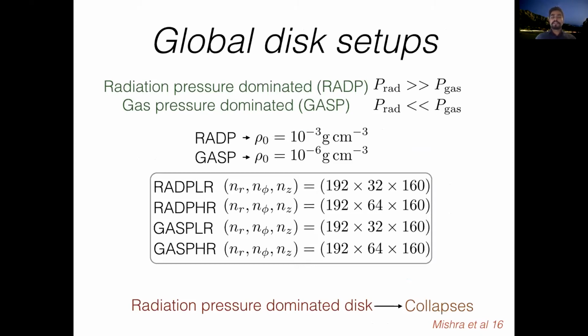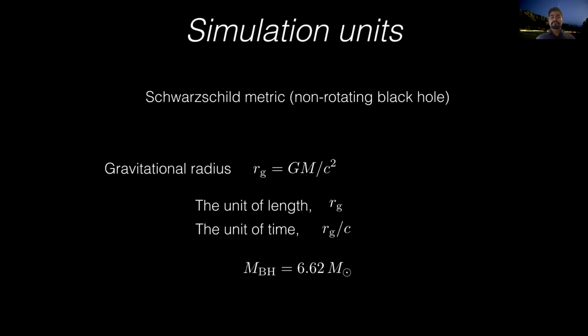But since we cannot say, based on just one radiation pressure dominated simulation, that the disk is thermally unstable, we also tested it with a gas pressure dominated model to confirm that what we are seeing is not a numerical artifact, since the gas pressure dominated disk should be stable. So these are the 4 simulations we started, and we found that radiation pressure dominated disks collapse thermally, and the gas pressure dominated disks are still stable.